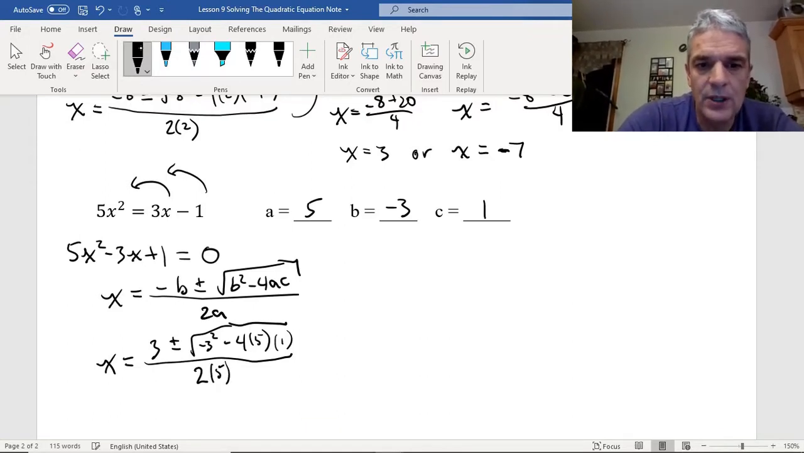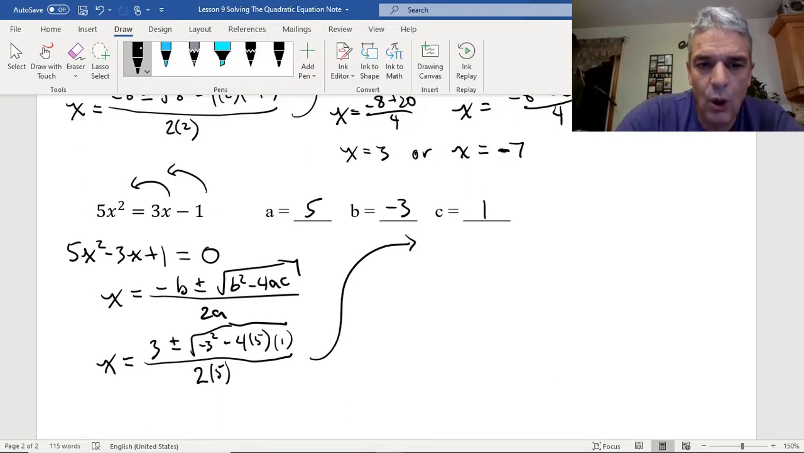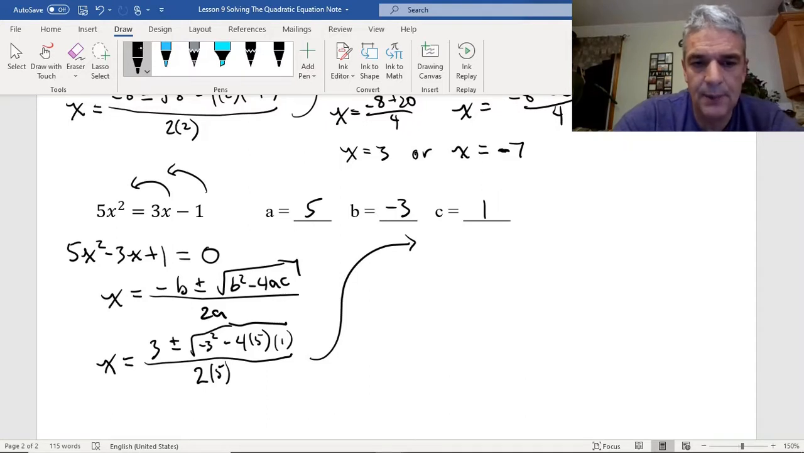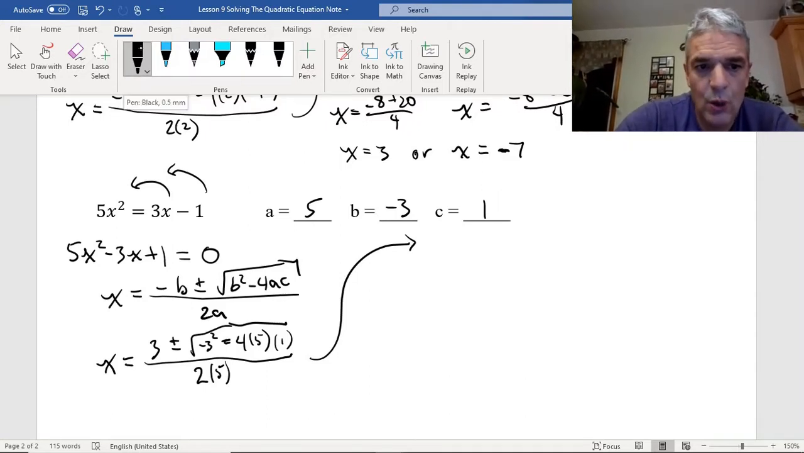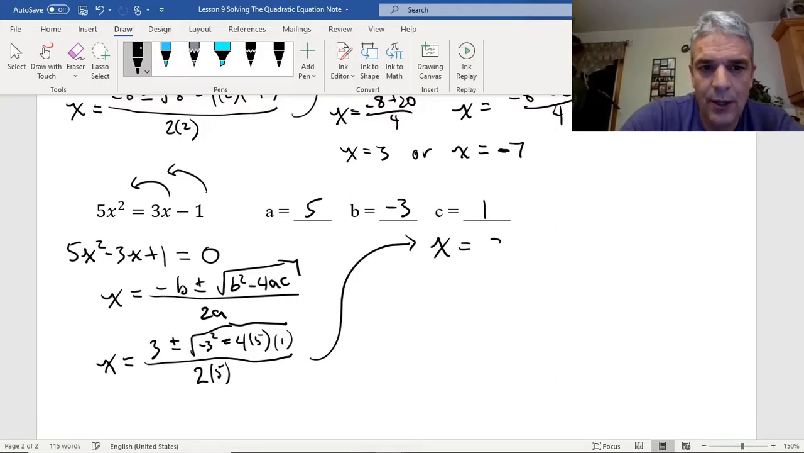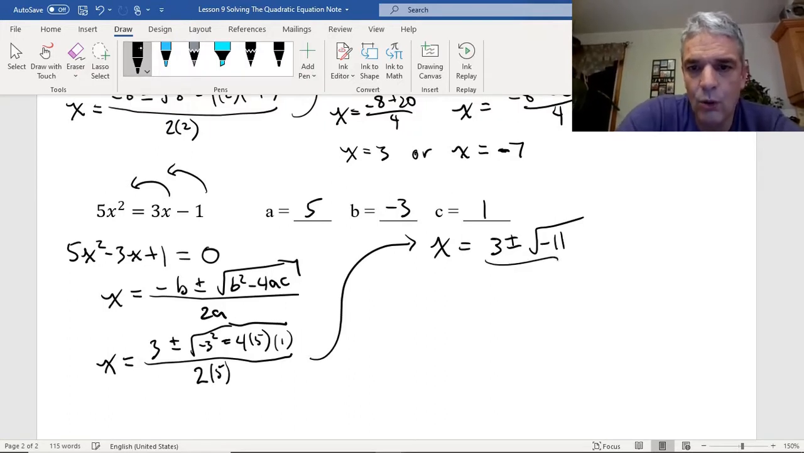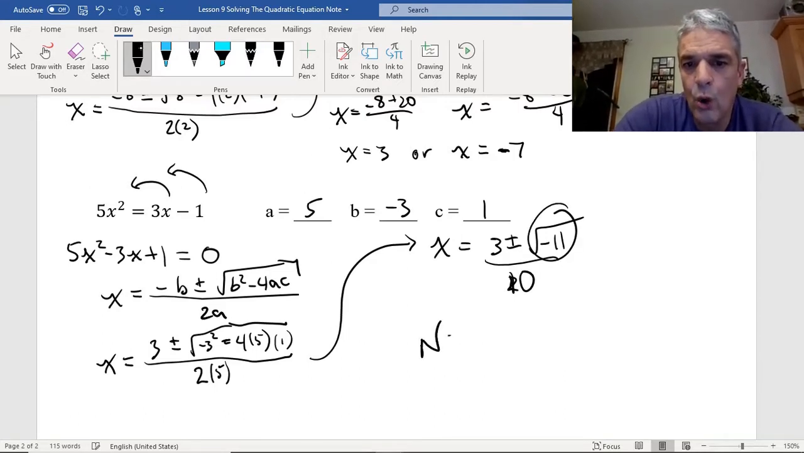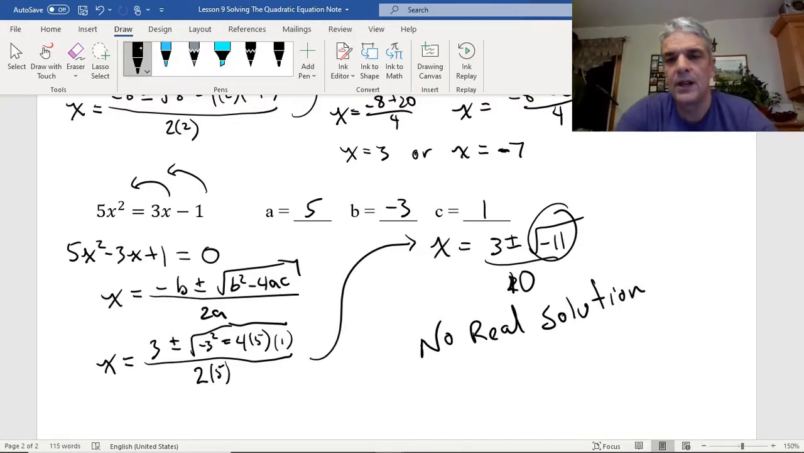Okay, so now we're going to start doing some more math here, and I'm going to do all the work inside the bracket. So that is going to be 9 and a minus 20. Oh, sorry. Yeah, that's correct. Minus 20. Okay, thought I made a mistake. And so what you end up with here is x equals 3 plus or minus the square root of minus 11 over 2 times 5, or 10. But once we have this, we have no real solution.